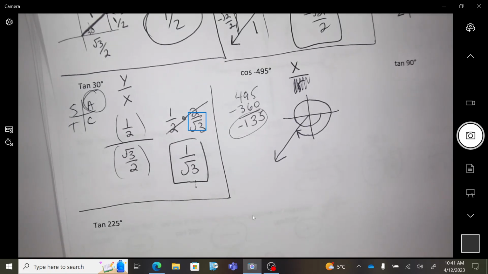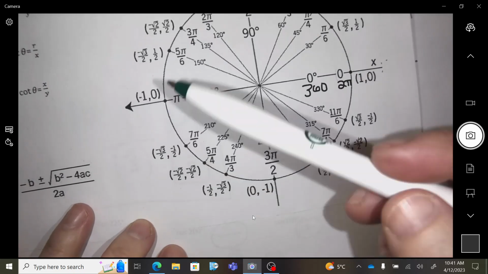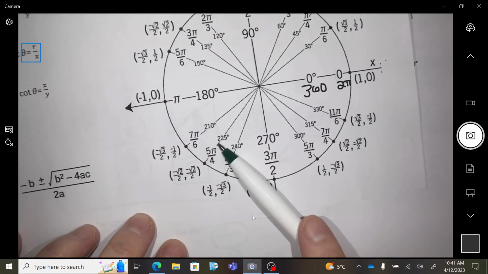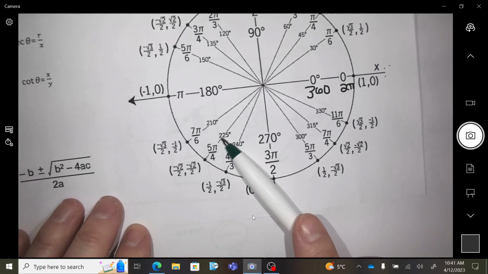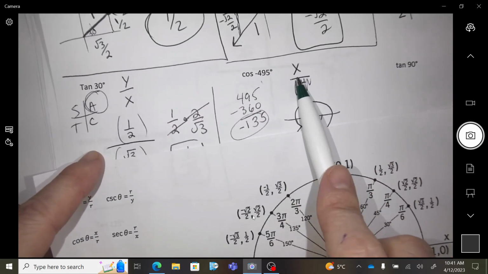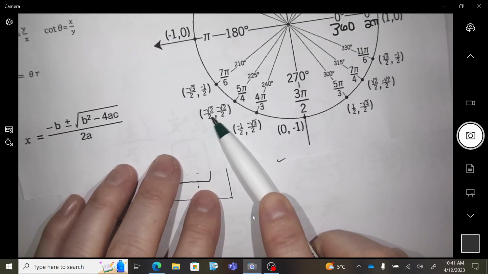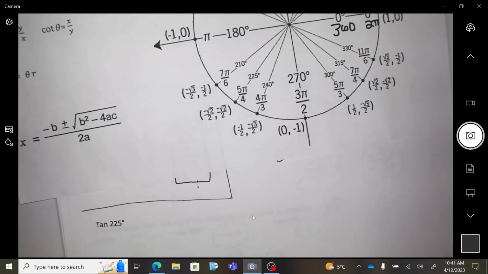So if you think about which special number you landed on, what are you actually on? 240, 225. 225, yeah. You're on the 225 special line. Okay, so on this spot, what do we want? The x value. What is the x value on that spot? Right here. So negative root 2 over 2 is your answer.